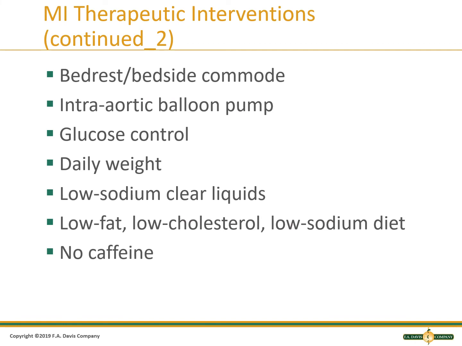Some other interventions include bed rest and bedside commode to reduce myocardial oxygen demand and straining in the initial days following an MI. Intra-aortic balloon pump may be used to increase circulation to the coronary arteries and reduce the work of the heart. Diet is gradually progressed to optimal level of tolerance. Avoid caffeine as it is a stimulant and causes vasoconstriction.